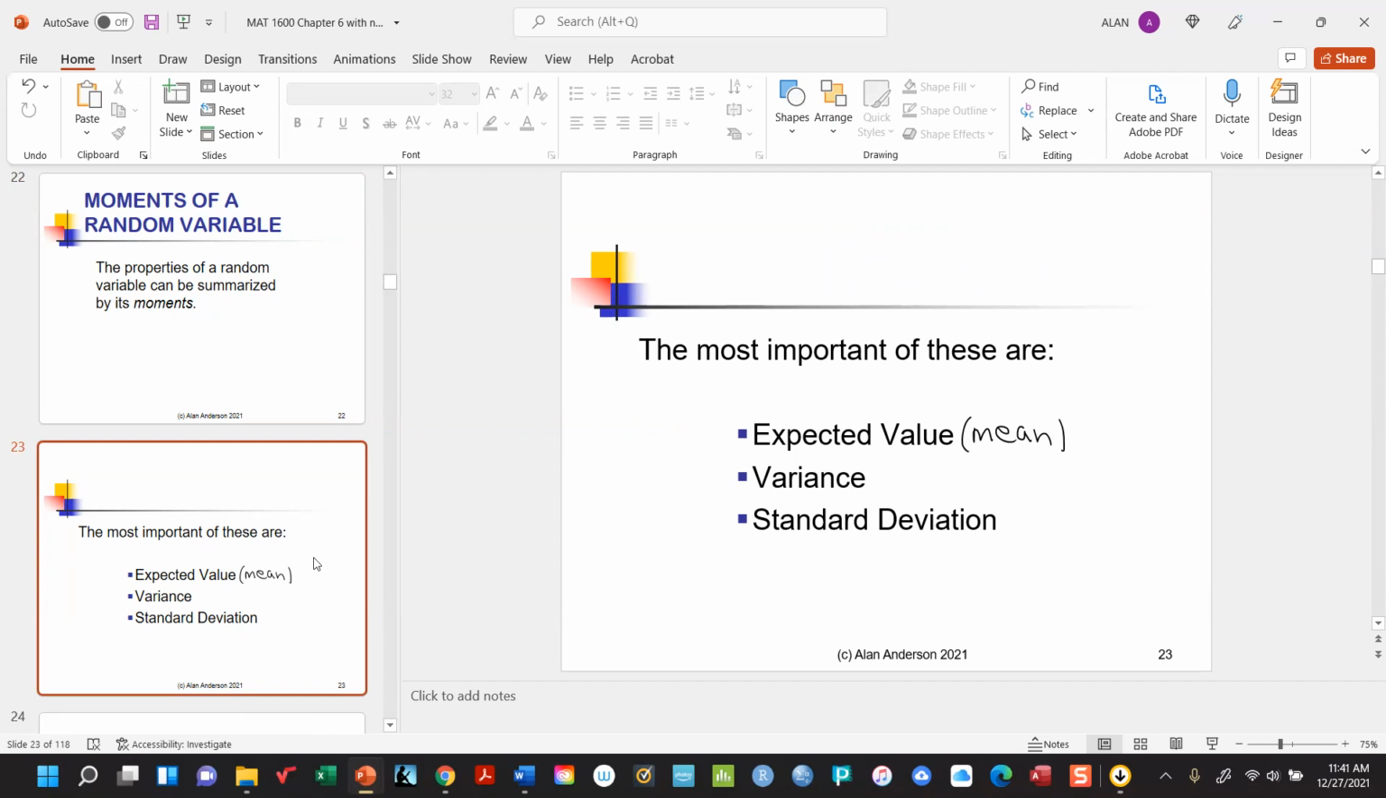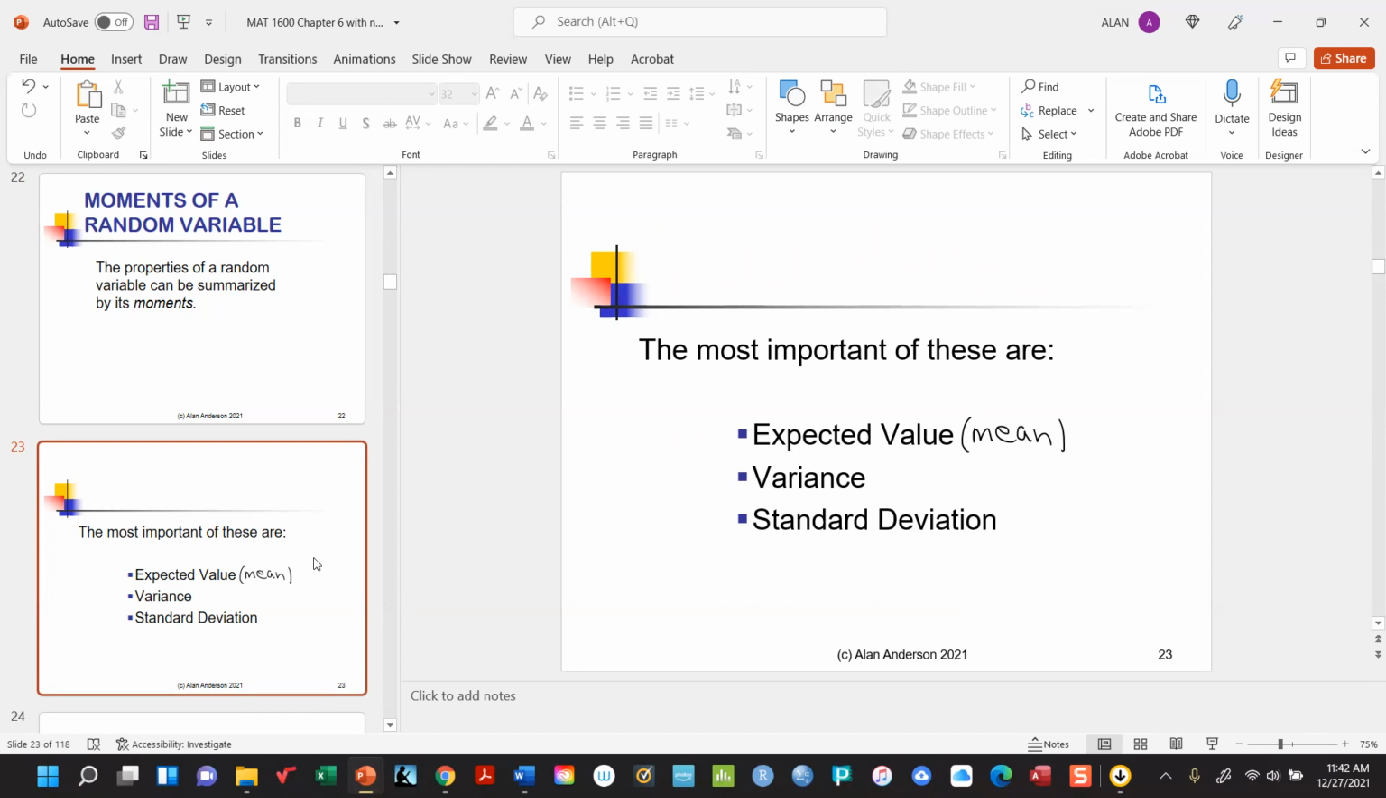Once again, like I said, this will drive you crazy in statistics. Expected value and mean are the same thing. Man, does it ever end? But luckily, variance and standard deviation have the same name. We don't have any alternative names for these two. So these are the three that we want to introduce right here.